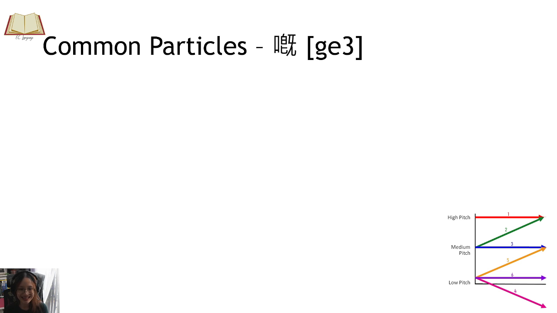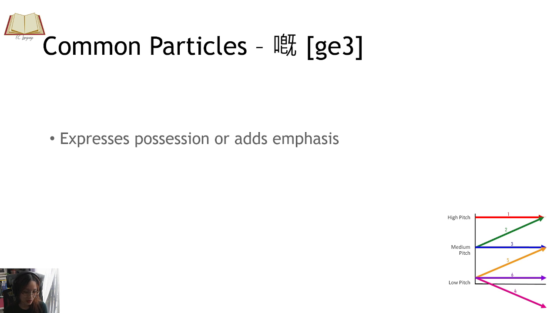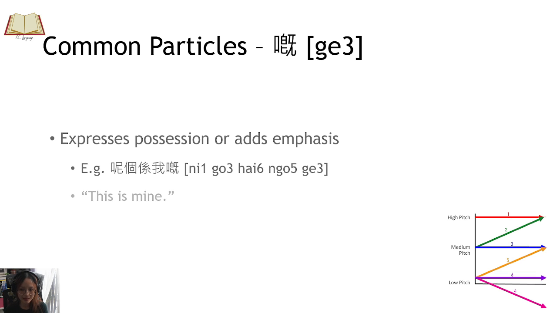I've talked quite extensively about the usage of ge in a previous video. I will link that here. Apart from being a possessive, we also use ge at the end of a sentence or statement to either convey possession or add emphasis, or both. For example, 呢個係我嘅. This is mine. So this conveys a possession, at the same time it adds emphasis. The fact is, this belongs to me.